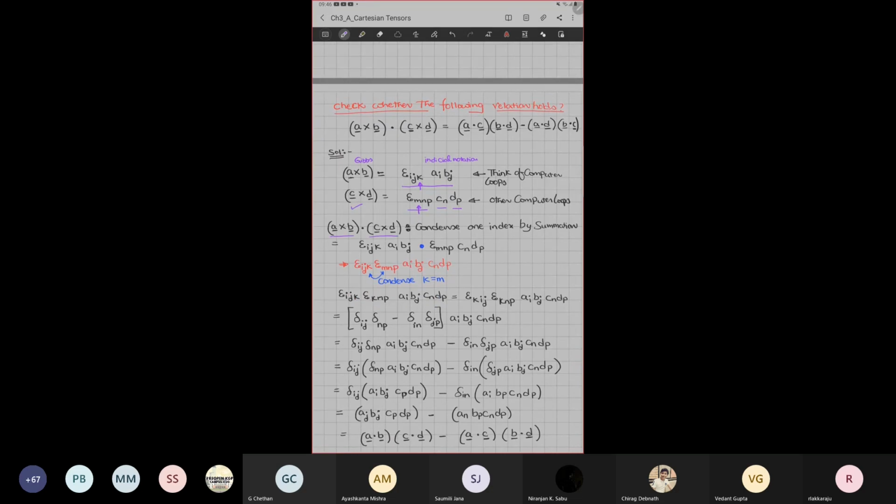That means I need to do these two vectors. After that, I would like to condense one of the indices. So that means A cross B is epsilon ijk multiplied by ai bj. I need to condense, dot, epsilon mnp cn dp.